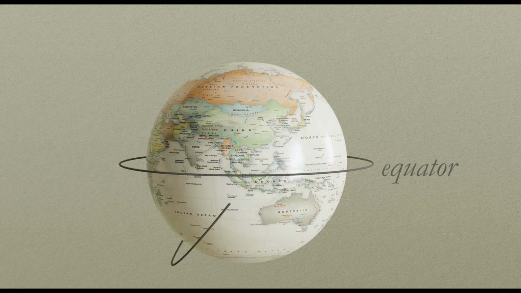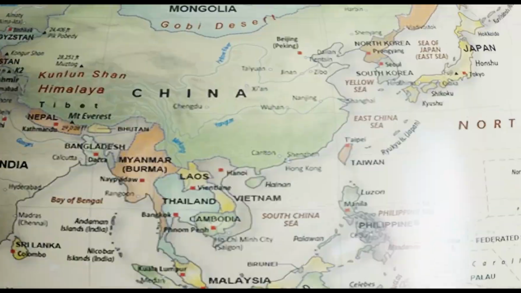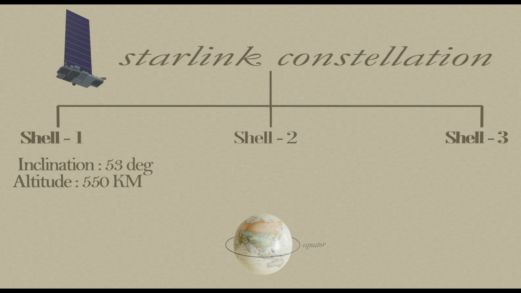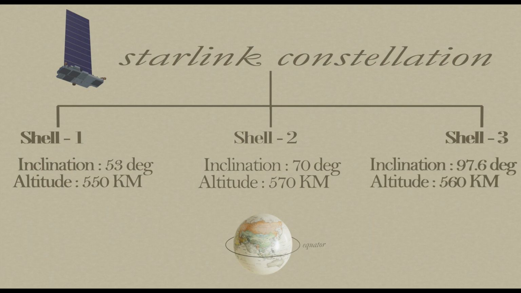Starlink Constellation uses 53 degree, 70 degree and 97.6 degree inclinations. So whichever satellite lies in the 53 degree inclination at 550 km altitude belongs to cell 1. Similarly, 70 degree inclination at 570 km altitude belongs to cell 2. And finally, 97.6 degree inclination at 560 km altitude belongs to cell 3.